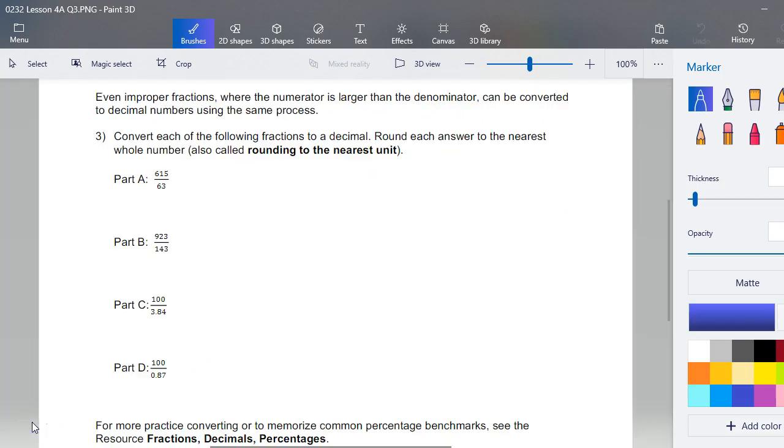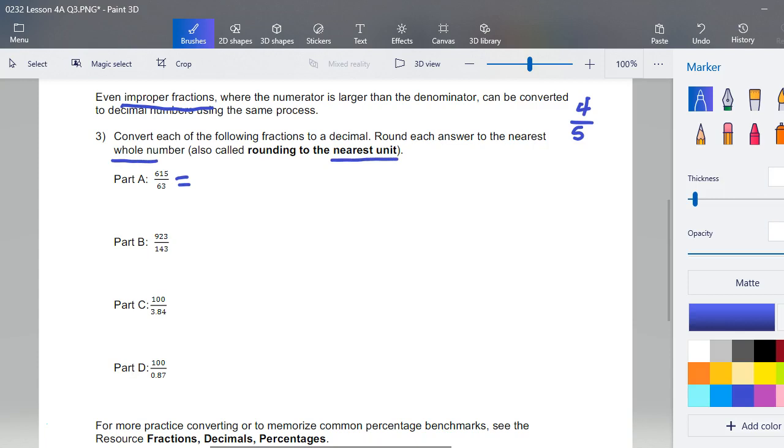We're going to do a little bit more work with converting fractions because here it says even improper fractions, where the numerator is larger than the denominator, can be converted to decimal numbers using the same process. We just had proper fractions where the numerator was smaller than the denominator, and now that's different. The numerator is larger. We can still follow the same process, and then we're going to round to the nearest whole number or the nearest unit, if we were talking about gallons, feet, inches, miles.